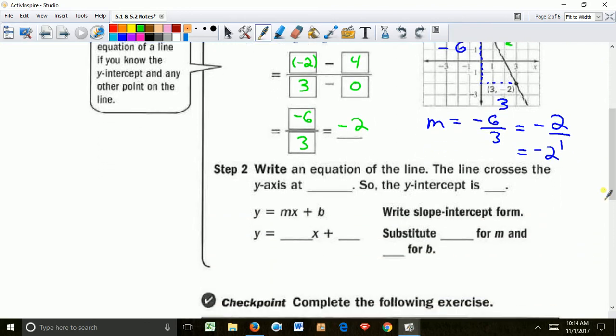Now we can write an equation of the line. The line crosses the y-axis at -2. So the y-intercept, or actually not -2, it's actually +4. So the y-intercept is 4. And then putting this into slope-intercept form, you are going to get the line y is equal to -2x plus 4. So here we're substituting -2 in for m, and then 4 in for b.